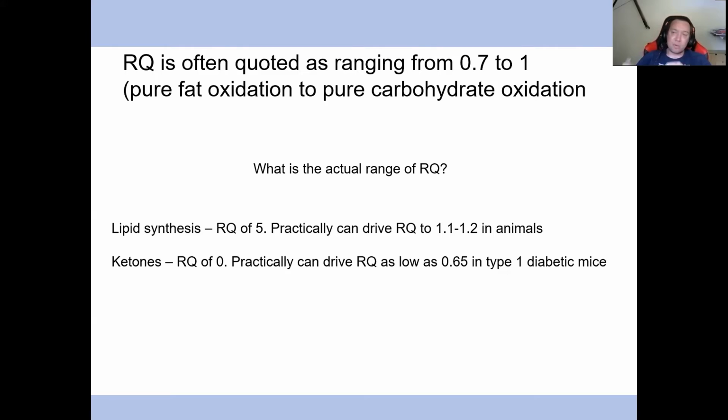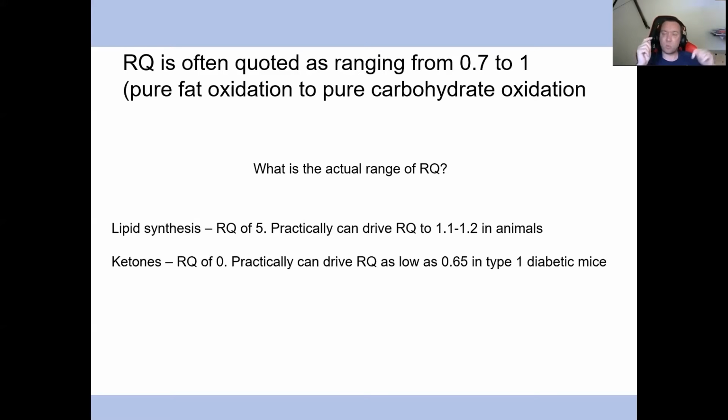Okay. There is another state which can drive RQ below 0.7. Well, there are actually technically 2 states. One is relevant for us as diabetes researchers, and that is ketone production. If you produce ketones, that has an RQ of 0. Now, they're often produced from fat. That RQ will be paid back in much the same way as lipid biosynthesis, the example I just gave. However, if you lose your ketones in urine, which can happen in diabetic animals, you can drive the RQ as low as 0.65, maybe even a bit lower in type 1 diabetics.